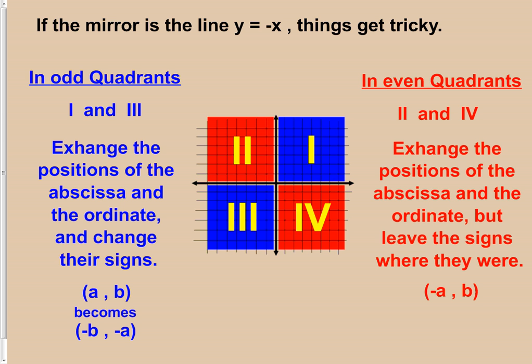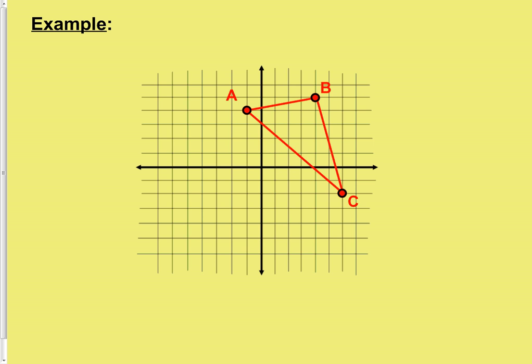So if you start off with a point like negative a comma b, and you reflect through the line y equals negative x, then that coordinate will become negative b positive a. Let's take a look at an example of this one. Here we have a triangle ABC, and our instructions are to reflect through the line y equals negative x.